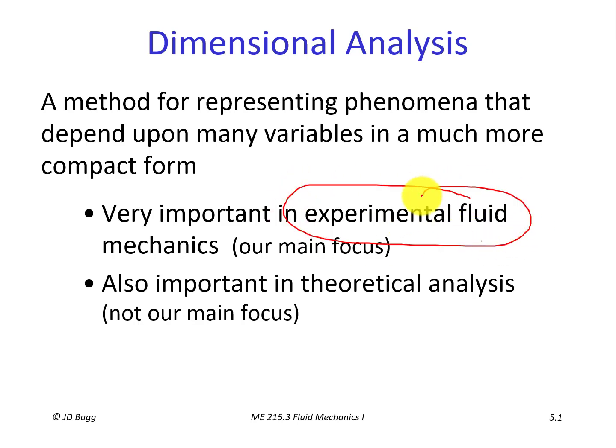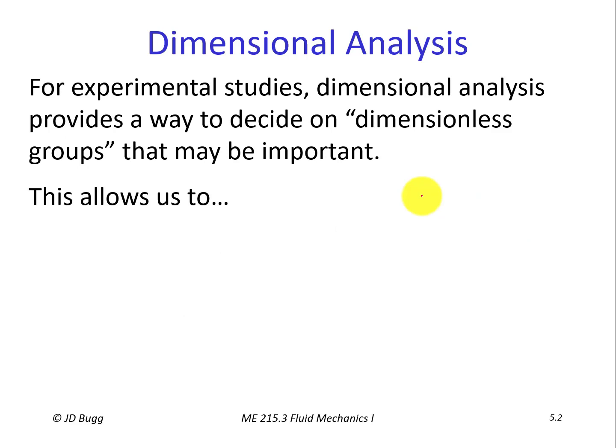How can we use dimensional analysis to do more effective experiments and to present the results of our experiments in a compact and useful way? So for experimental studies, that's exactly what dimensional analysis does for us. It allows us to identify so-called dimensionless groups. So all of those properties I listed, density, air velocity, dimensions of the object, surface roughness, all of those things. We can identify groupings of all of those things that are important in a problem. And that can greatly reduce the number of variables that we need to look at.